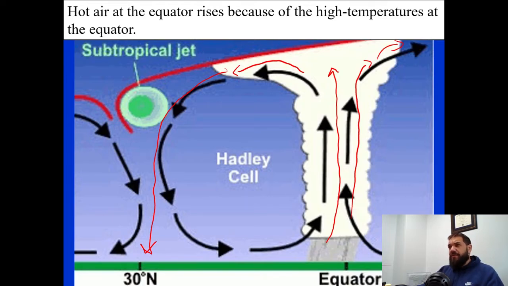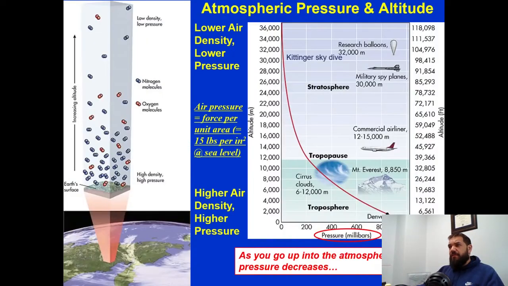So hot air at the equator rises because of the high temperatures, the amount of solar radiation the equator receives, and it's going to come down around the subtropical lines. Now remember that as you go up into the atmosphere, you increase in elevation and altitude, pressure drops. So I'm asking you, number 4, how does air pressure change as you go up in elevation and down in elevation? As you go up in elevation, the pressure drops. As you go down in elevation, the pressure increases. Okay, so you see that this is showing pressure. Air pressure is a function of altitude, and you can see that as we go from sea level and go up, air pressure is dropping.